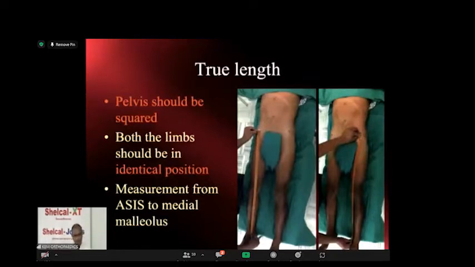If there is this much of an abduction deformity, then that much of abduction you also have to keep in the opposite hip. Adduction, same amount of adduction. Remember, if a knee has a flexion deformity, you have to keep an equal amount of flexion in the opposite normal knee also. Accordingly, the limb has to be in identical position. And measurement is from the anterosuperior iliac spine to the medial malleolus.